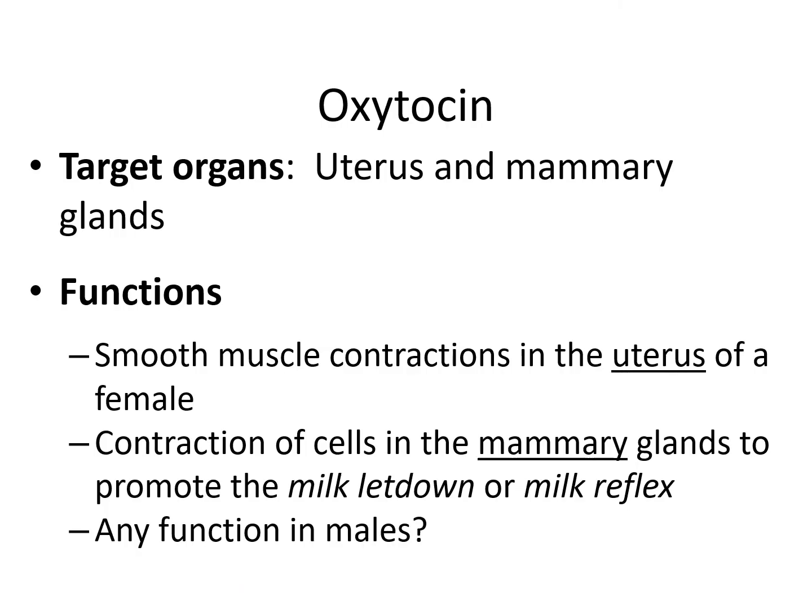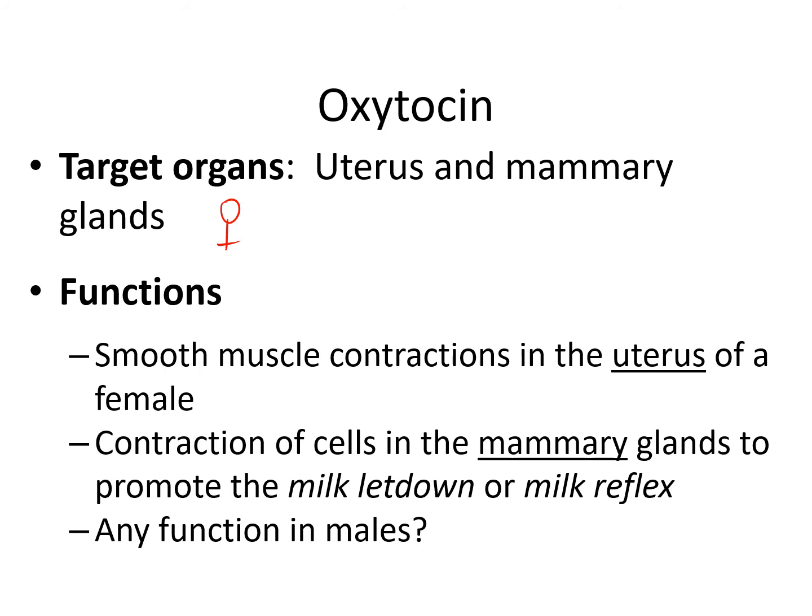Let's talk about oxytocin first. This particular hormone targets the uterus and the mammary glands of females, so I'll just make note again that this is females. And the jobs are to promote a set of muscle contractions in the uterus of a female. That could be during menstrual cramps, that could be during orgasm, that could also be during childbirthing. So oxytocin can promote those uterine contractions. Also, oxytocin stimulates the mammary glands in a process called the milk letdown or the milk reflex.